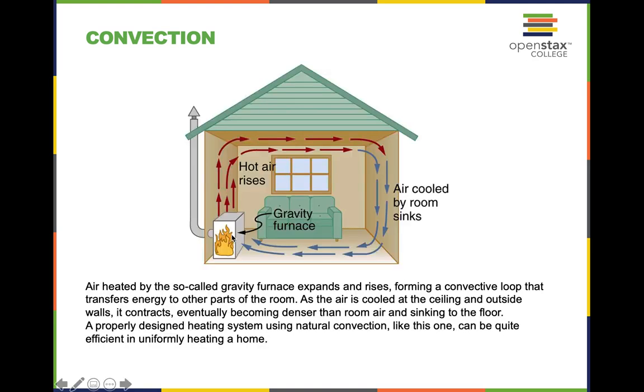So here you have air being heated by the so-called gravity furnace, expands and rises. So hot air rises here. It gets to a point where it cools back down, and it's just a cycle, forming a convective loop that transfers energy to other parts of the room. As the air is cooled by the ceiling and outside walls, it contracts, eventually becomes denser than room air, and sinks to the floor. A properly designed heating system, usually using natural convection like this one, can be quite efficient in uniformly heating a room.